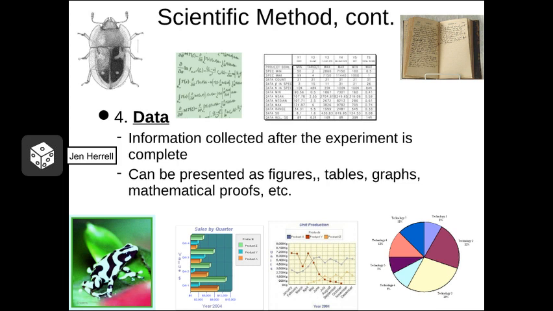As you perform your experiment, you're going to be collecting data. And data can be presented in a number of different ways. It can be quantifiable or qualifiable. It can be presented in tables or charts or pie graphs. It can be mathematical proofs. Here we have graphs, different kinds of graphs. It can be photographic evidence. It can be really nice drawings or even really good descriptions of what you see going on.